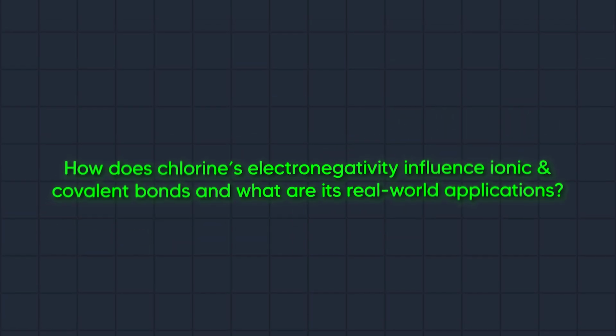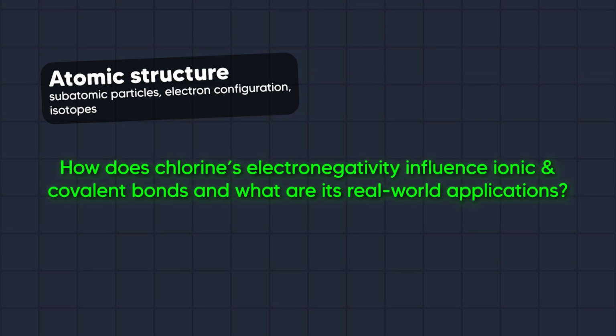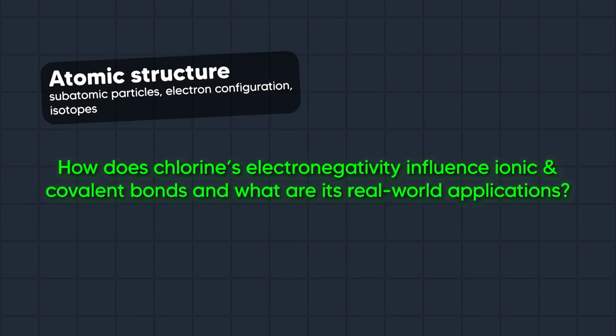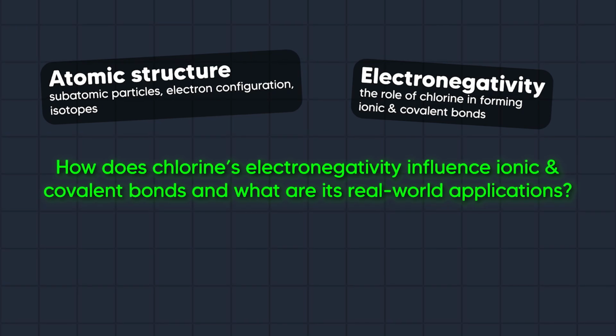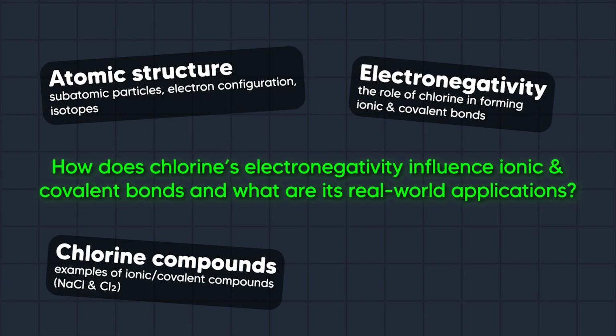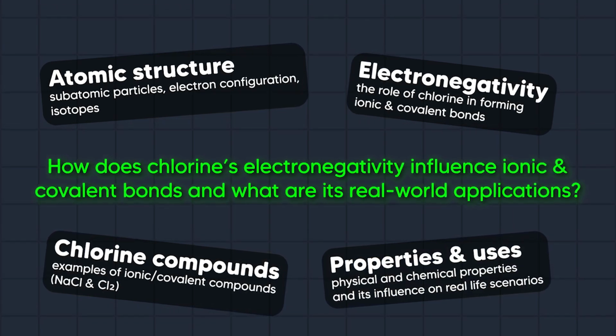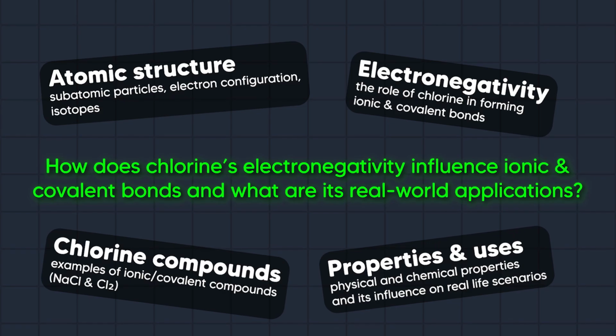To get a complete understanding, we'll cover chlorine's atomic structure, including its subatomic particles, electron configuration, and isotopes, electronegativity and how it affects chlorine's ability to form ionic and covalent bonds, examples of chlorine compounds like sodium chloride and chlorine gas, and uses and properties of these compounds and how they influence everyday scenarios.